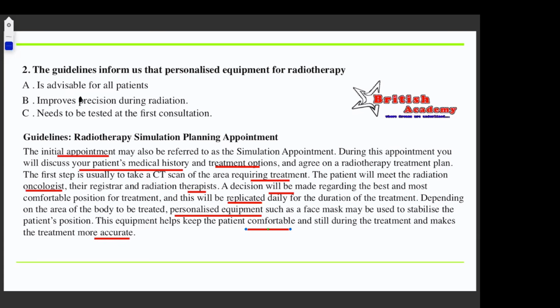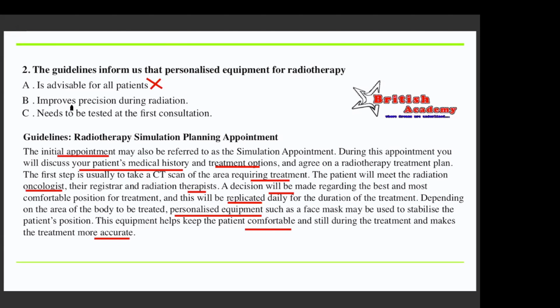Now the first one says is advisable for all the patients. When you read the statement, it depends on the situation, depending on the area to be treated, depending on the personalized equipment such as face masks that may be used to stabilize the patient. There are many things told over here. It doesn't say whether it is applied for all patients. It says it is about a patient who's coming for a particular simulation program. For them, a particular personalized equipment can be used, which will help give them more accurate treatment. But it doesn't say it is advisable for all patients. So hence this option is not right.